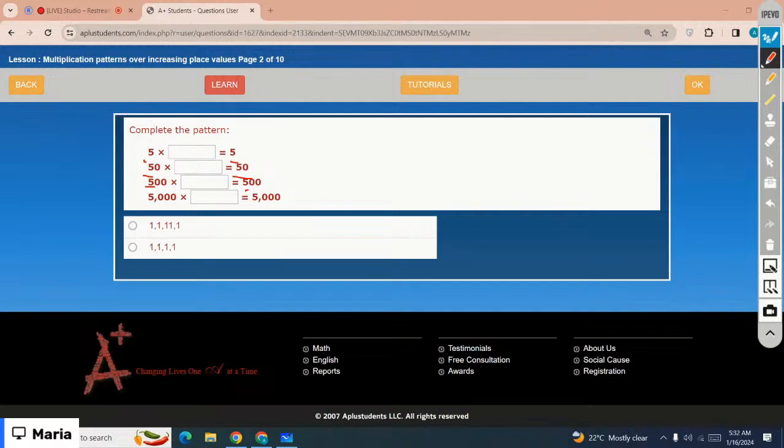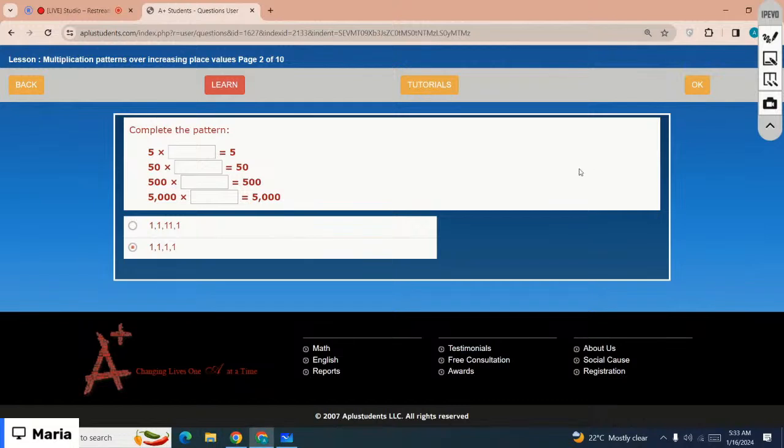So the correct option is that 5 times 1 is 5, 50 times 1 is 50, 500 times 1 is 500, because 1 is the only number that when you multiply with any number, the number is exactly the same, right? 5 times 1 is 5, 50 times 1 is 50, 500 times 1 is 500, and 5000 times 1 is 5000. So option number 2 is the correct option, right?